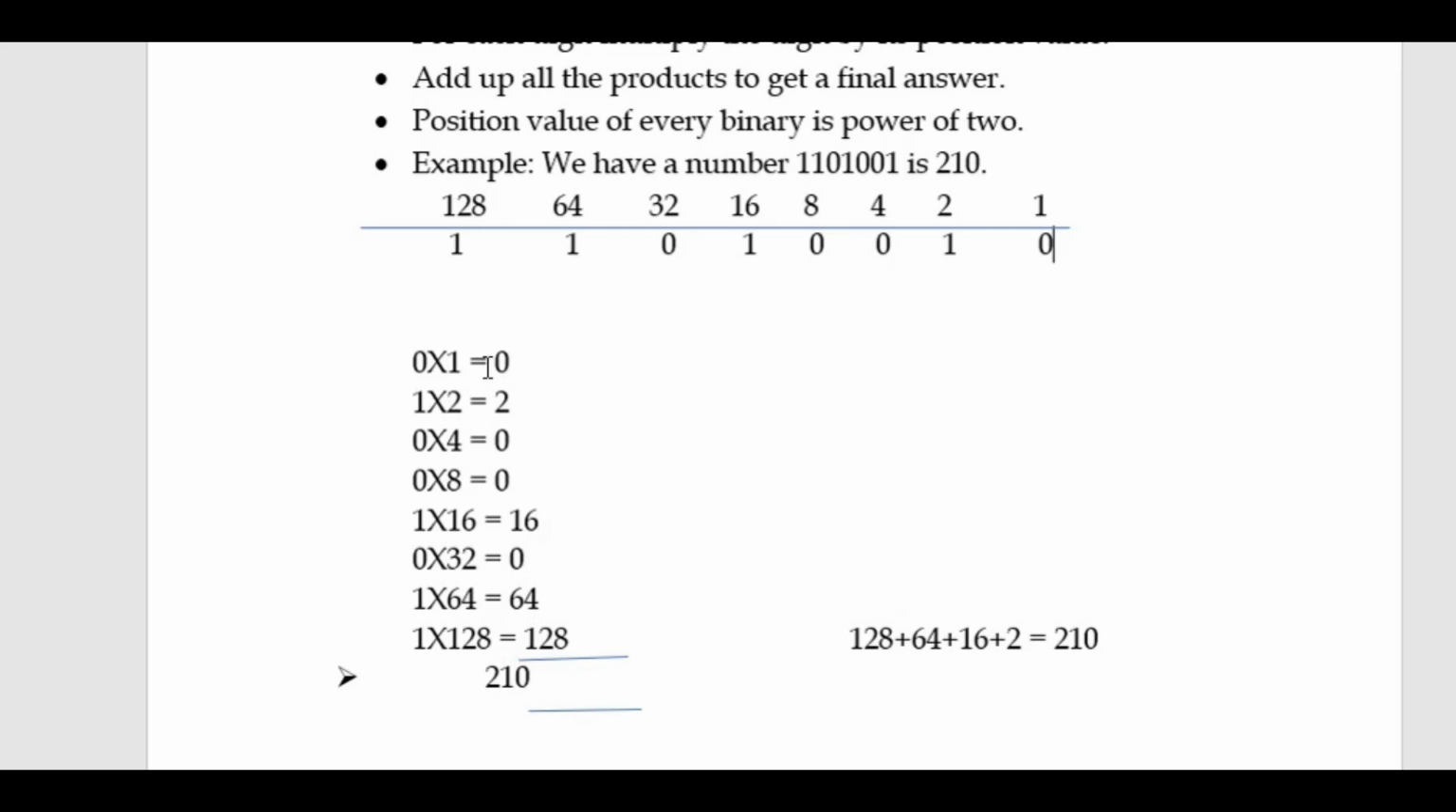Finalizing this sum, we will get 210. So 128 plus 64 is 192. 192 plus 16 is 208. 208 plus 2 is 210. So our result has been satisfied.